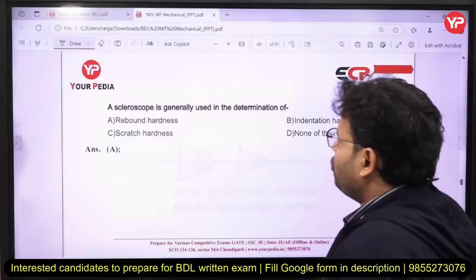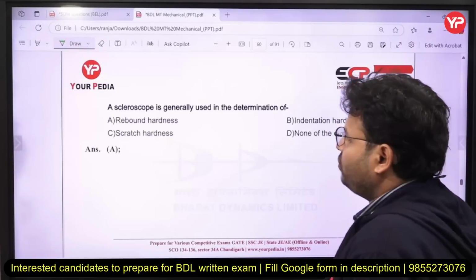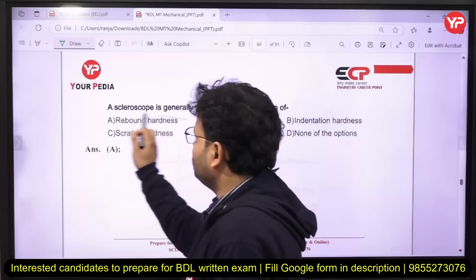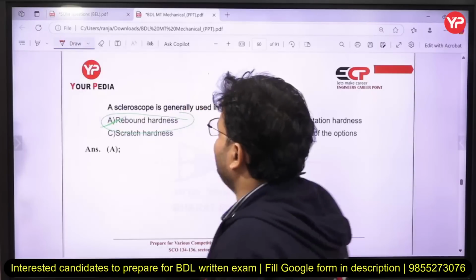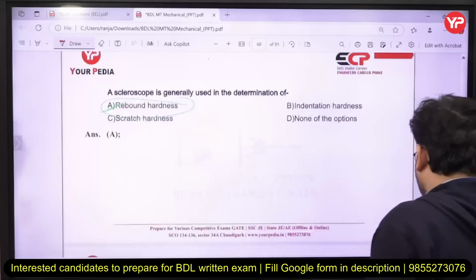A scleroscope is generally used to determine what? Rockwell hardness. So the correct answer is what, my dear friends? Here A is the right answer.